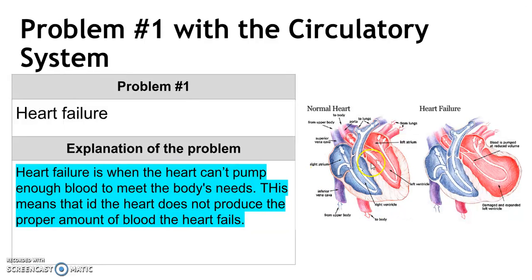You can see here in this picture, here's a normal heart. You can see this outer wall is nice and thick muscle here. Heart failure, look at how small this muscle has become. It's just not very strong anymore. So your body just can't get the blood that it needs because your heart isn't strong enough.